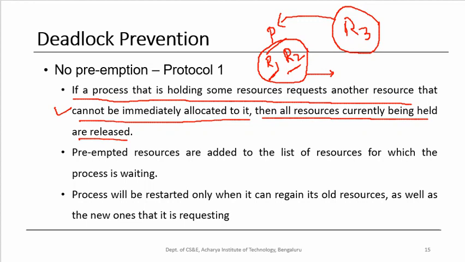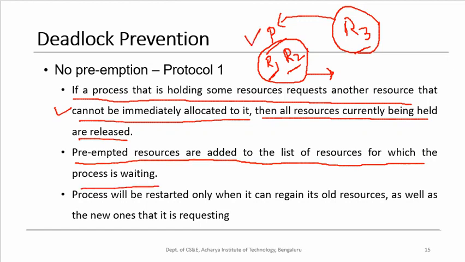Now because P waits on R3, it not just waits for R3, it should also wait for R1 and R2 because it has released R1 and R2. That's what I've written here: preempted resources are added to the list of resources for which the process is waiting. Now the process P can resume its execution only when it not only gets R3, it should also get R1 and R2 back. Only then can the process P resume its execution. That's what I've written here.